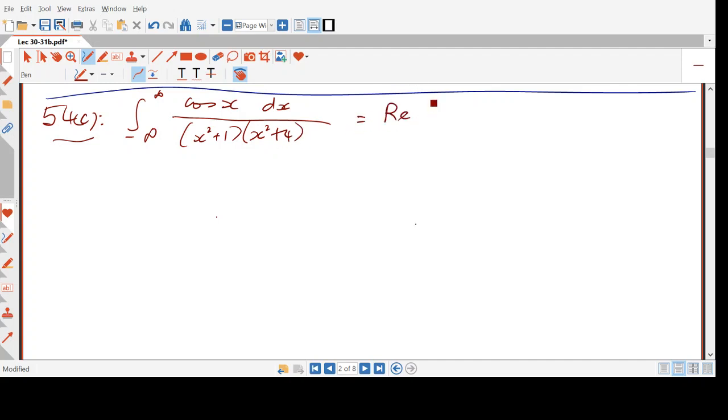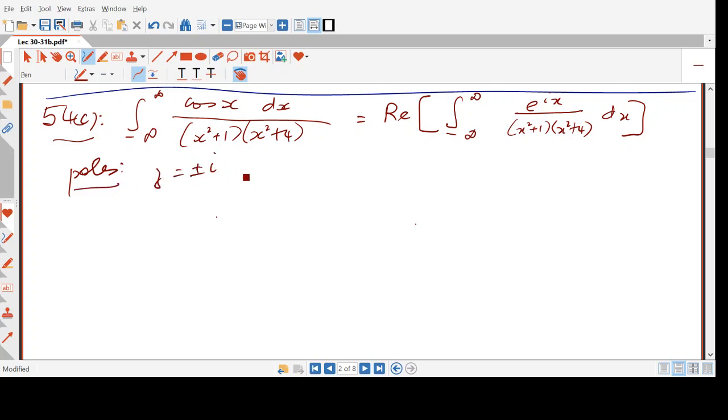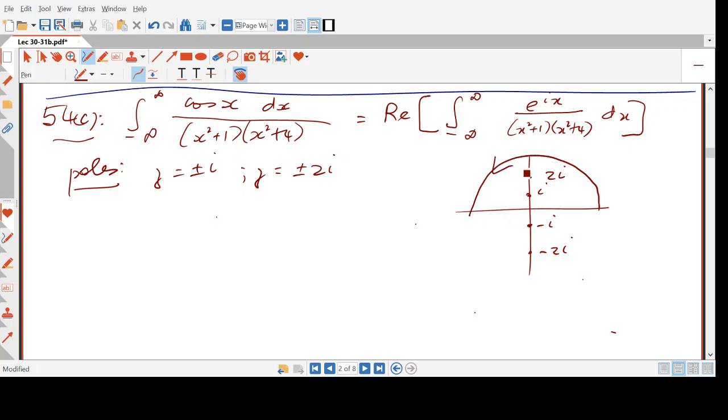You have to take the real part of, there's only the principal value here, the integral from minus infinity to plus infinity of e to the ix over x squared plus 1 into x squared plus 4 dx. So we have to find that integral there. The poles in this case will be z equals plus minus i, z equals plus minus 2i. If you plot these, you get 2i, 1i, minus i, minus 2i. Surround that by a contour like that.